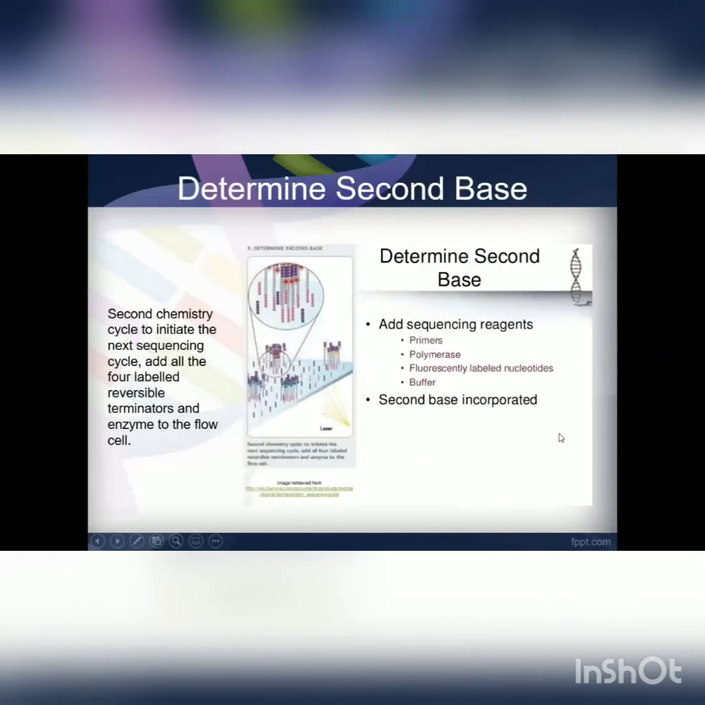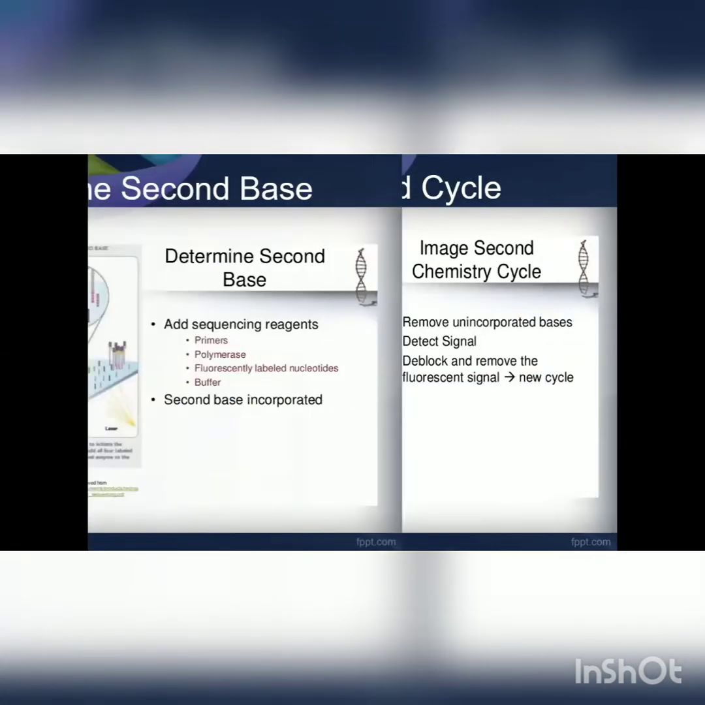So the next step is to determine the second base. As before, you would add all the 4 reversible terminators and the enzyme to the flow cell, and the primers and the buffer are added to the flow cell. The second base then gets incorporated.